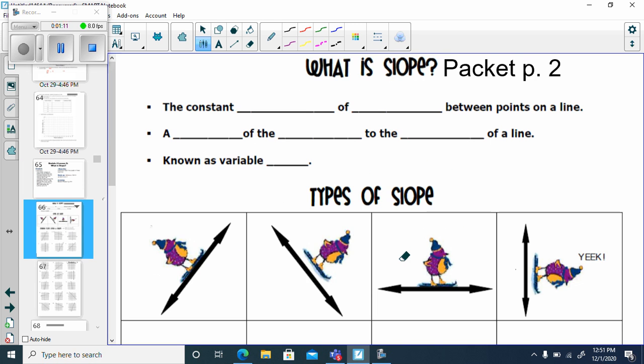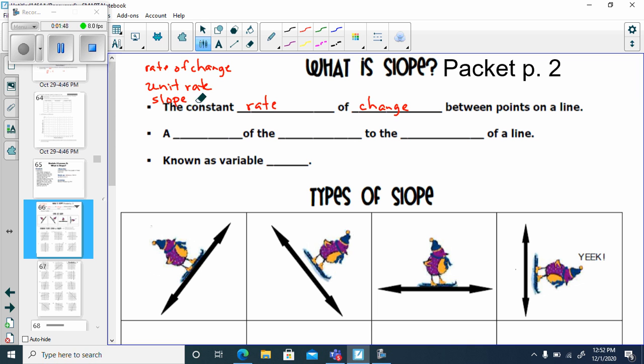Now, let's start talking about what is slope. Slope is the constant rate of change between points on a line. We've been using this rate of change. Let's think of other things that we've called it. We've called it rate of change. When we have a denominator of 1, we call it unit rate. Now we're going to talk about it as slope. All of these things refer basically to the same thing.